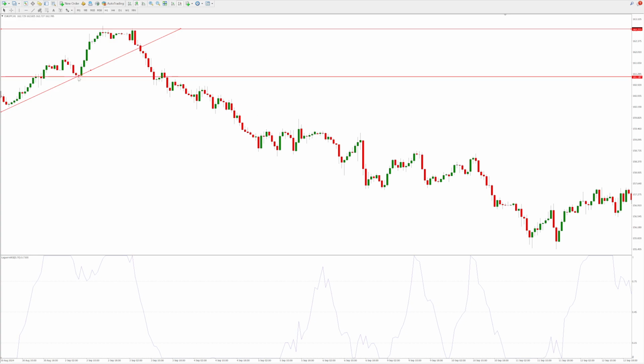Probably traders were entering on this breakout around here somewhere. Breakout, pullback, and continuation. So there's a good opportunity to get in on this particular trend early.